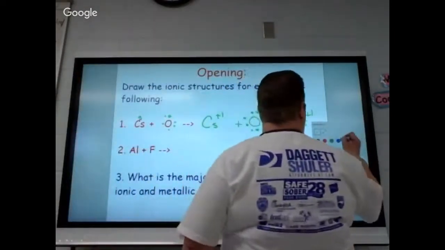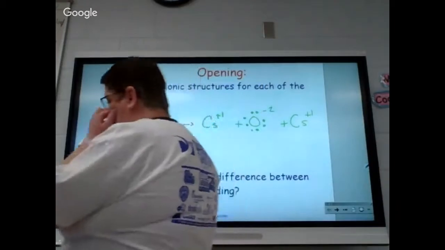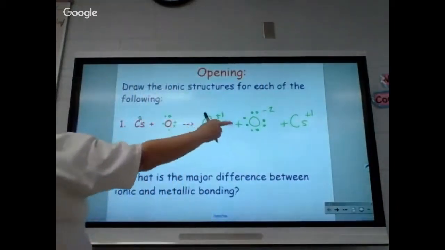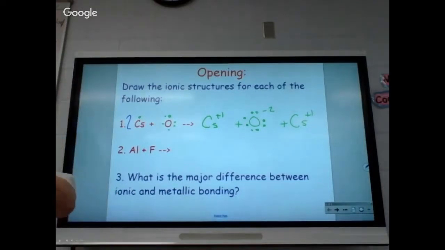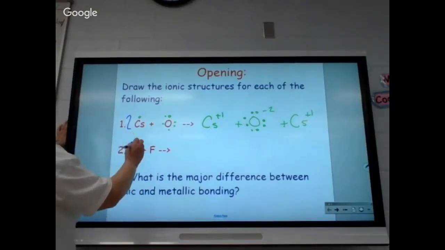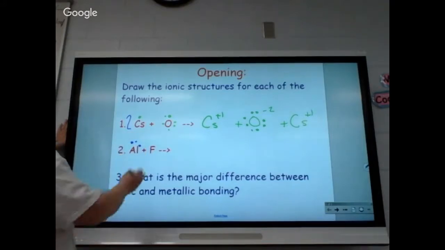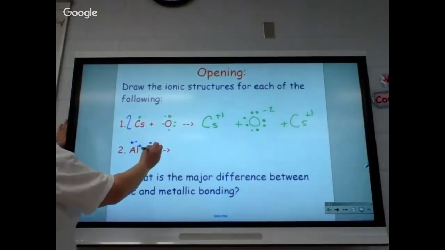All right. So the last thing we need to do is balance. So how many 2 CS's over there? So I need to put a 2 right there. Everybody okay with that? Okay. So how many AL dots do I need? 3. All right. How many F dots do I need? 7.